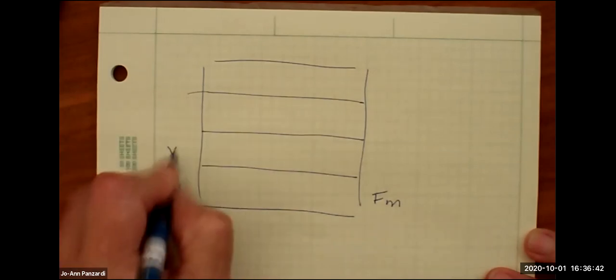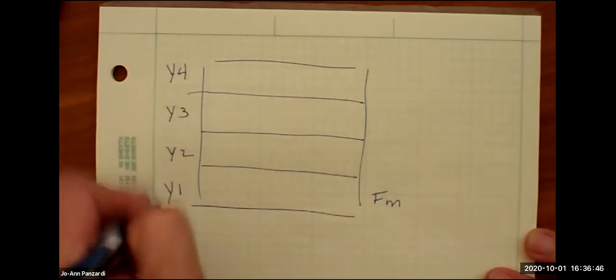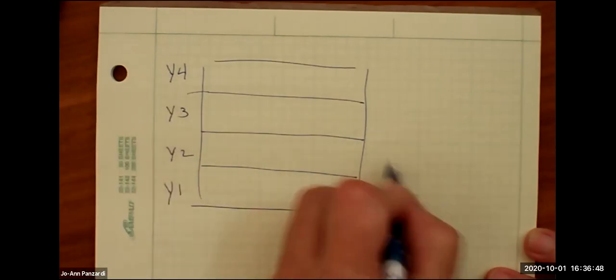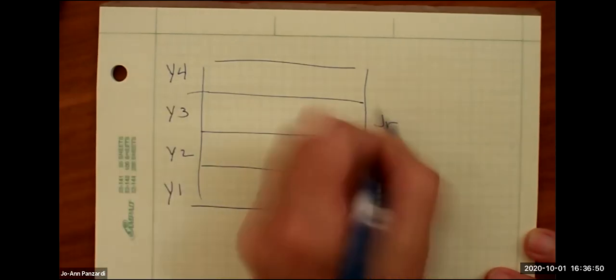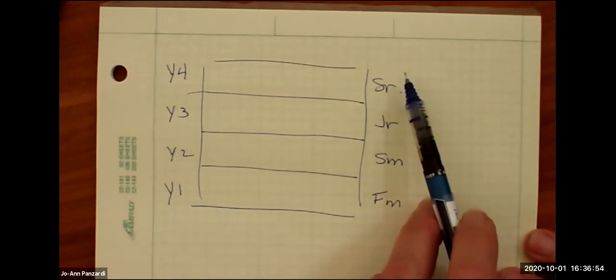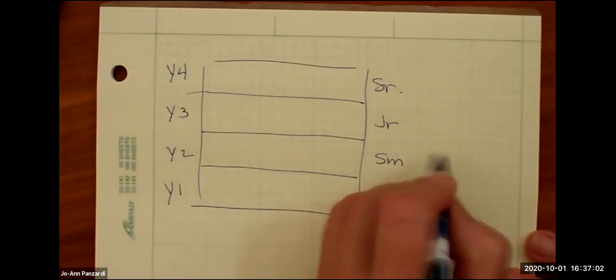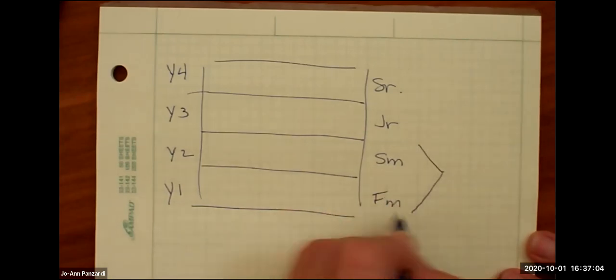We have year 1, 2, 3, and 4: freshman, sophomore, junior, and senior. Again, we know that some people stay a 5th year, some people stay a 6th year. Shoot, if you're working 30 hours a week, you might even stay a 7th year. Okay, so it's important to know, and these terms are really important.